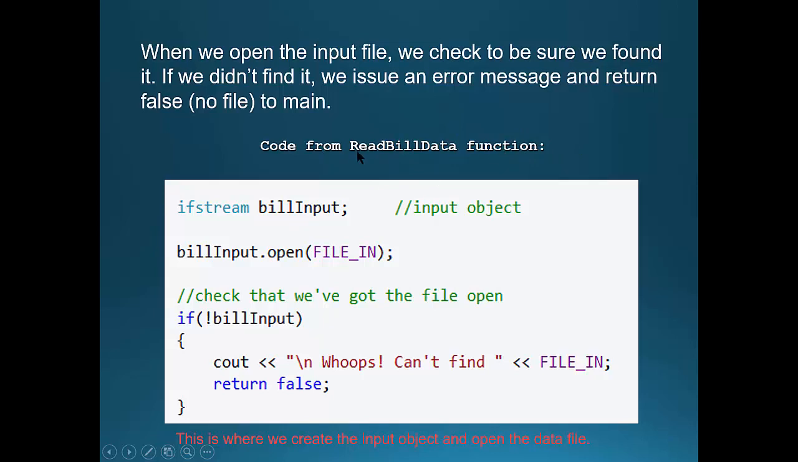So for the read bill data function, inside of that function, what you would have is something maybe like this, where you would declare a bill input as an ifstream object. And this is going to represent the file that you're going to open. And the first statement after you create your ifstream object should be to call the open function from the ifstream class and pass in the name of our file.